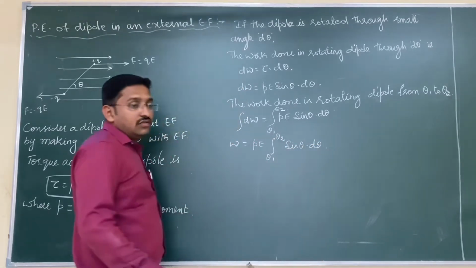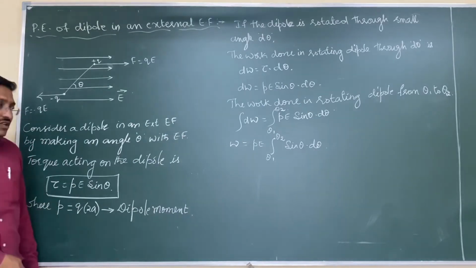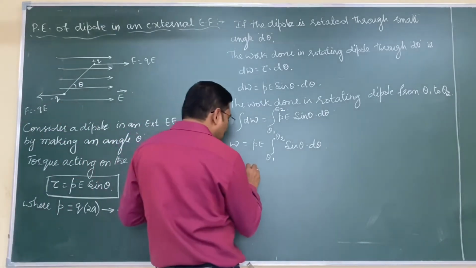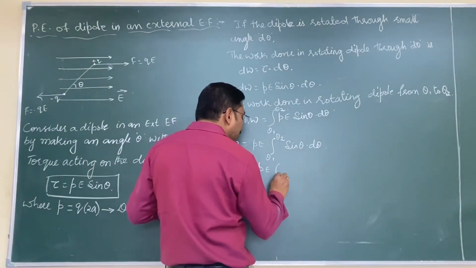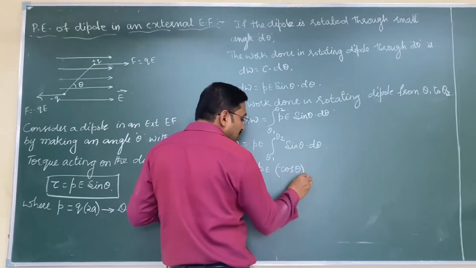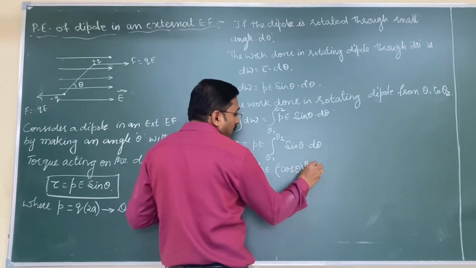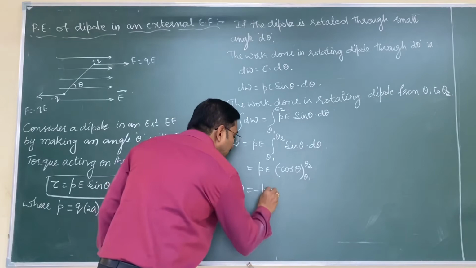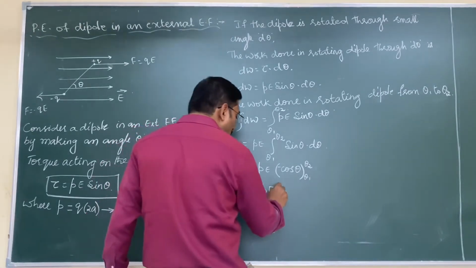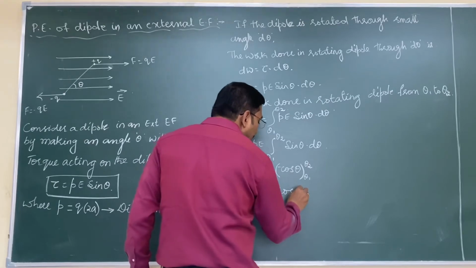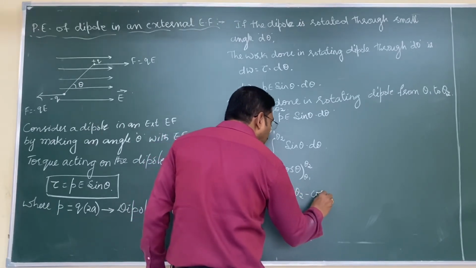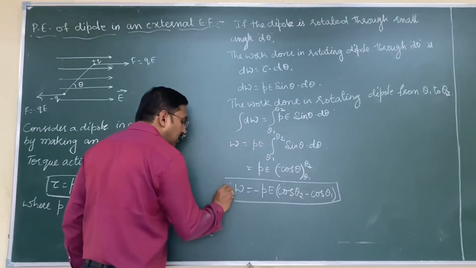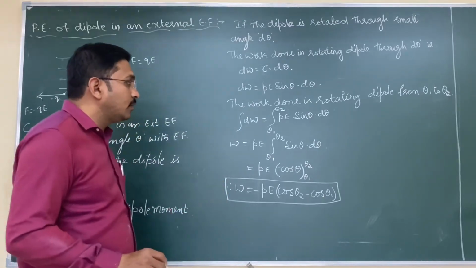Okay, differentiation of sin theta is cos theta and integration of sin theta is minus cos theta. That is equal to p e into minus cos theta running from theta 1 to theta 2. Therefore, work done is equal to minus p e, cos of theta 2 minus cos of theta 1. This is the work done.